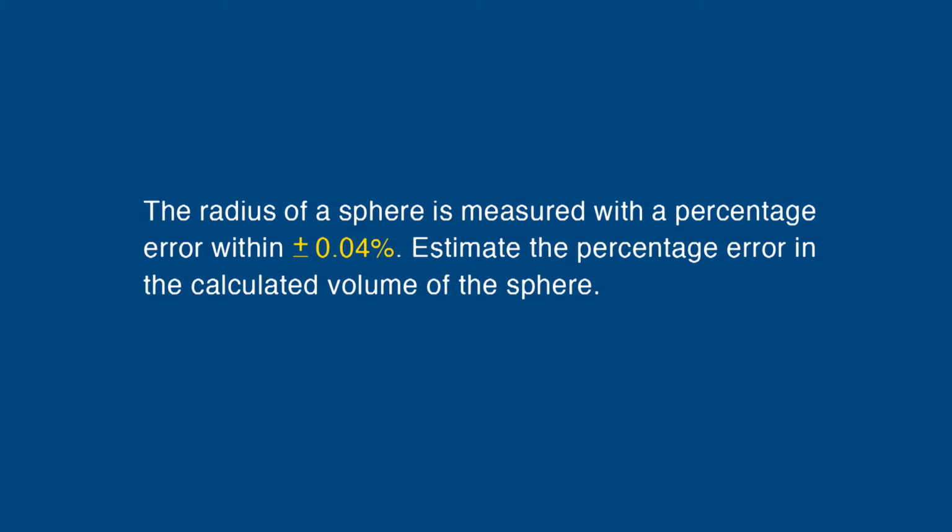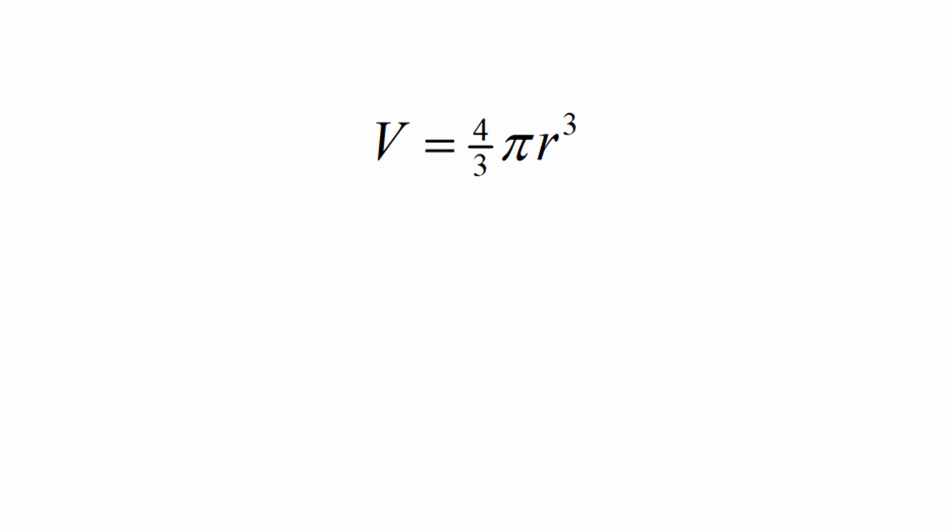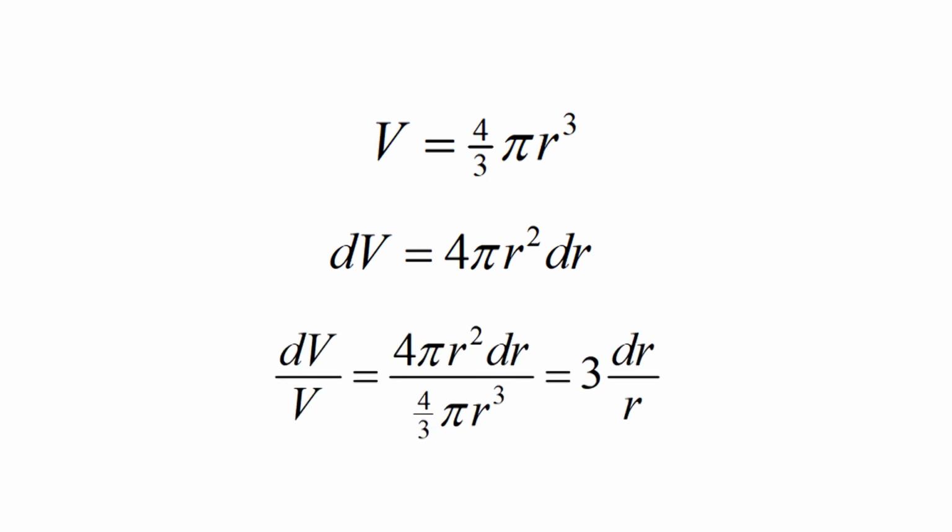As another example, the radius of a sphere is measured with a percentage error within plus or minus 0.04 percentage. Estimate the percentage error in the calculated volume of the sphere. The volume of a sphere having radius r is V is equal to 4 by 3 pi r cube. So, taking differentials, we obtain dV is equal to 4 pi r square dr. It then follows from the formulas for V and dV that dV by V is equal to 4 pi r square dr all divided by 4 by 3 pi r cube, which is equal to 3 times dr by r.